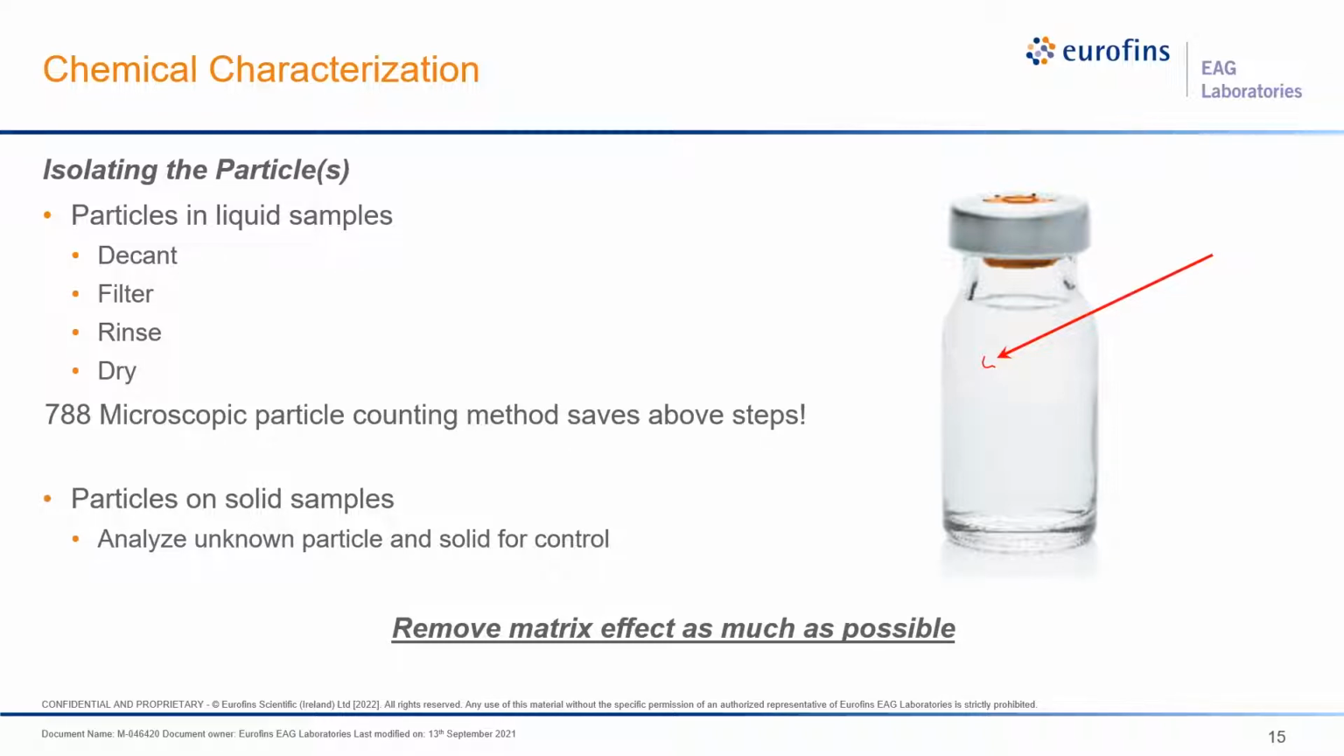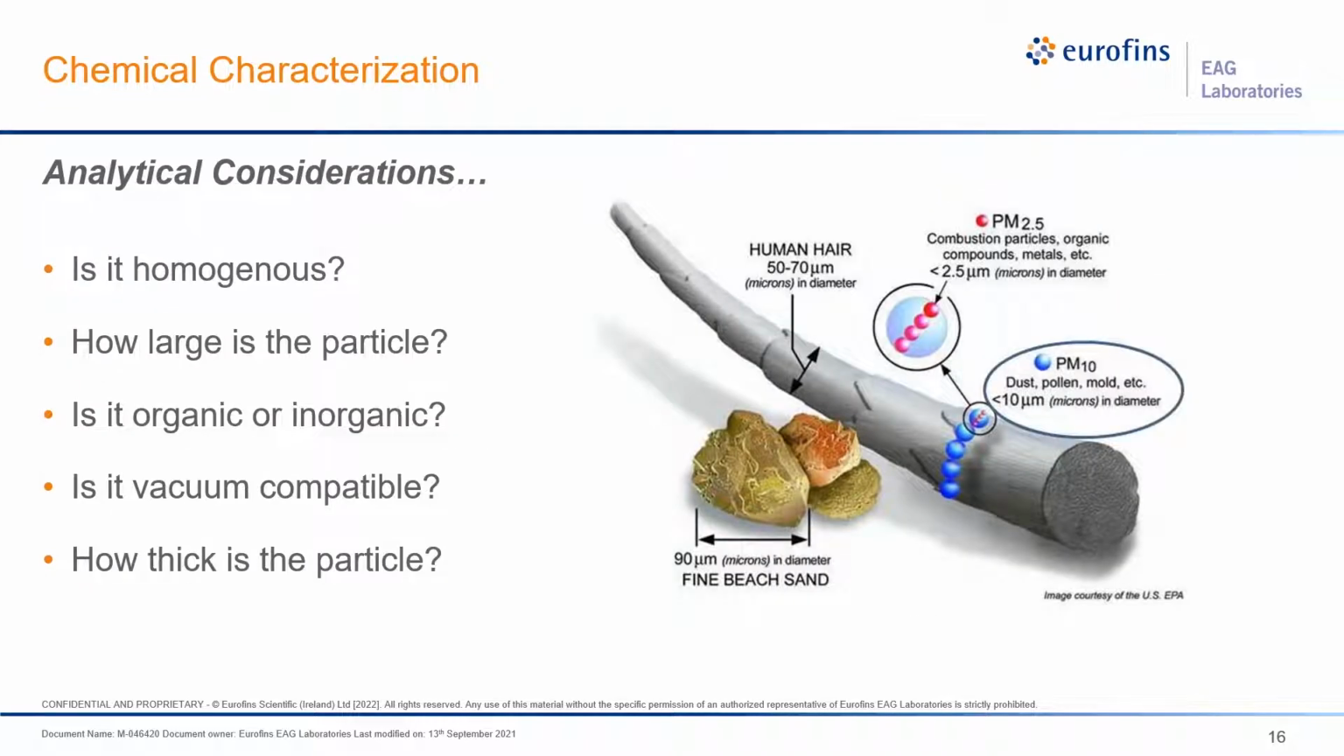Okay, so now we have particles isolated. We'll go through analytical considerations. How do we go into the chemical characterization? Which techniques to choose and why? There's a lot of questions we ask ourselves. We look at the particle. Is this particle homogeneous? If it is homogeneous, yes, we can take one big spot and perform the analysis, and that will be the information we require.